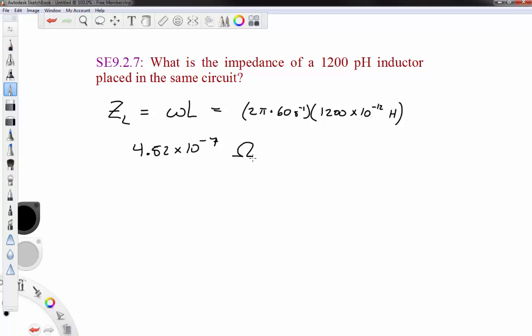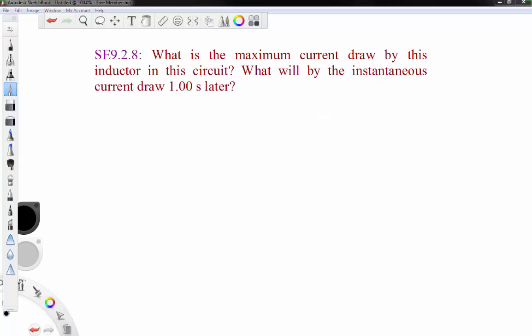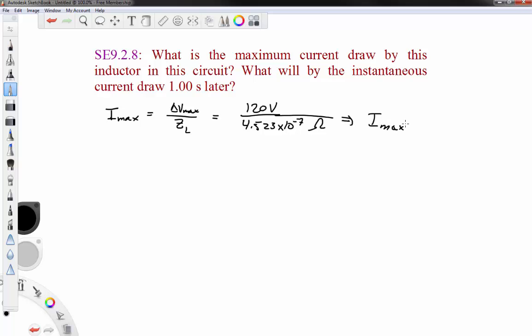I will leave it as an exercise for the viewer to derive that the units of this are in fact also ohms, but you can do it by a similar process to the one I just did for the capacitor. All right, so what's the maximum current drawn by this inductor? Well, again, I max is equal to delta V max divided by the impedance. So this would be 120 volts divided by 4.523 times 10 to the minus 7 ohms.